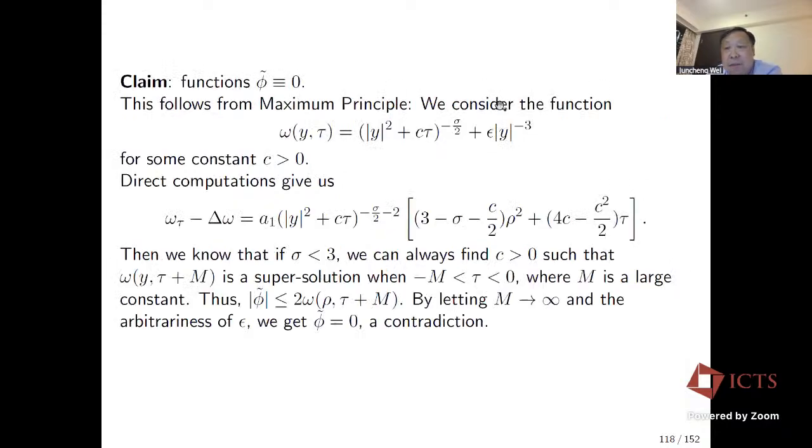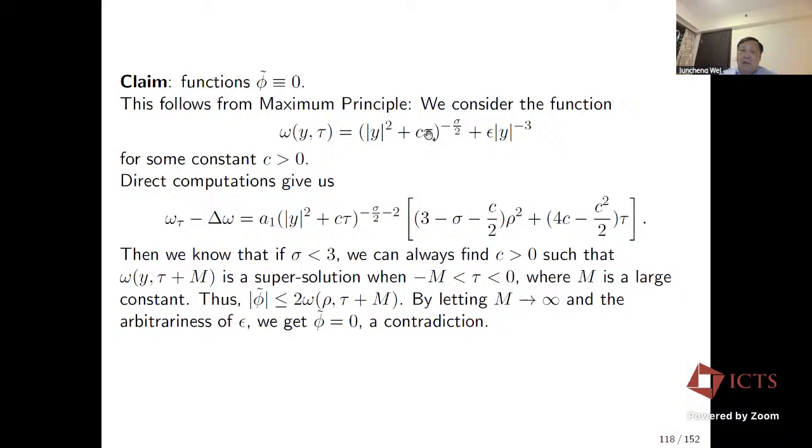And since we're doing the ancient solution, we can construct a barrier, and we add this fundamental solution to control the 0. Near 0, we have a control. And this is the barrier. It's y squared plus c times tau. And you do a direct computation, you find that this is the barrier, and you can take c positive.